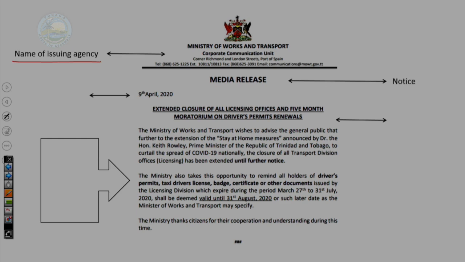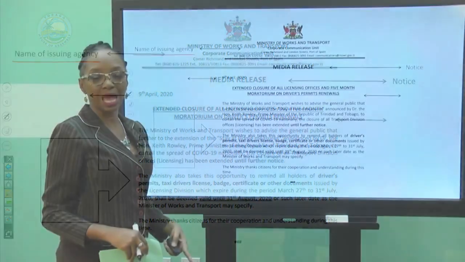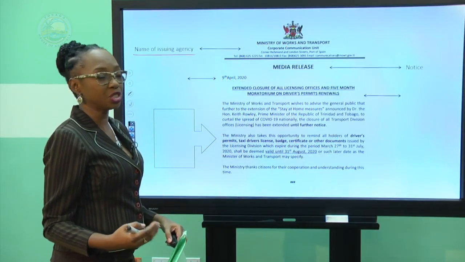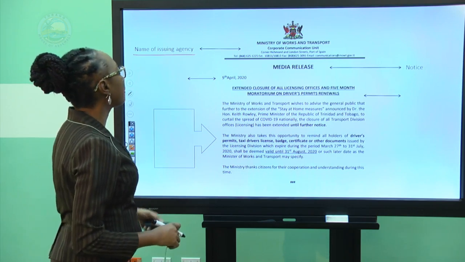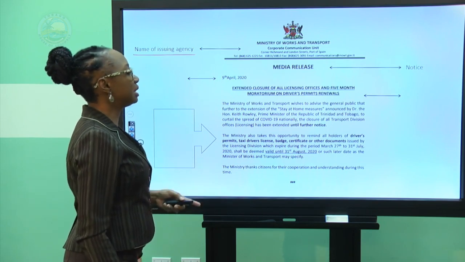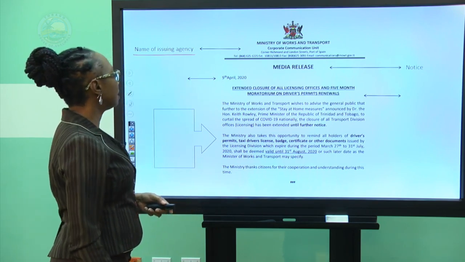Secondly, we have our actual notice. This notice is actually a media release. And a media release is a notice that is sent out to your electronic and print media, your television stations, radio stations, well, not necessarily the radio stations for purposes of print. The radio stations would have a recording or someone actually reading out the information. But for your print media and your visual media, television and newspapers, your media release is that type of notice.